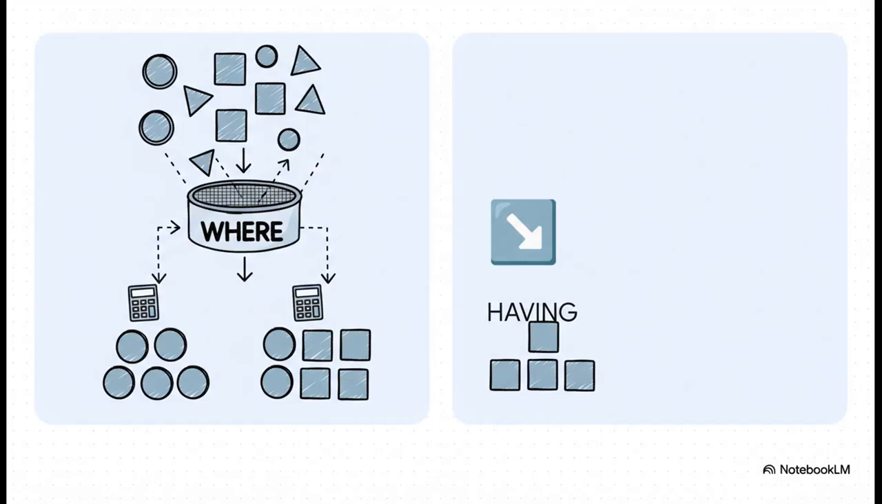The difference here is all about timing. The WHERE clause is like a bouncer at a club. It filters individual rows before they even get grouped together. It cleans up the raw data first. The HAVING clause, on the other hand, is like the manager who comes over after a group is already at their table. It filters the groups themselves after the aggregation is already done.